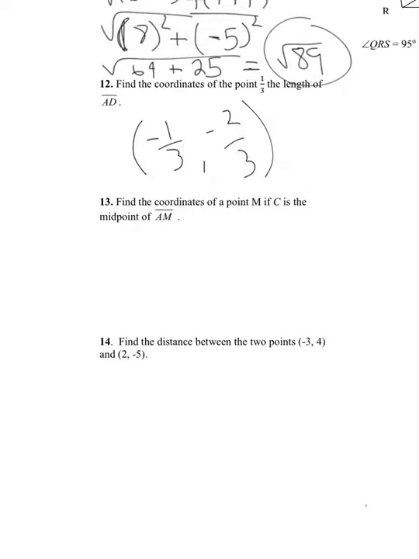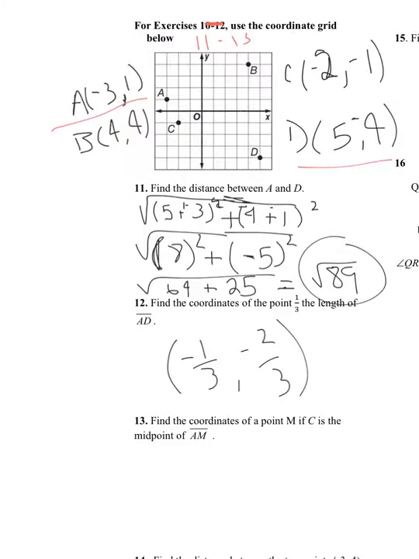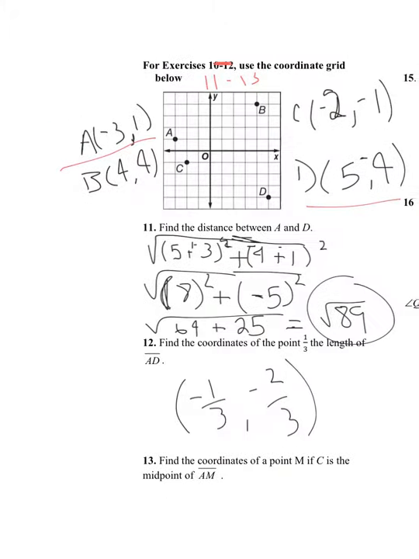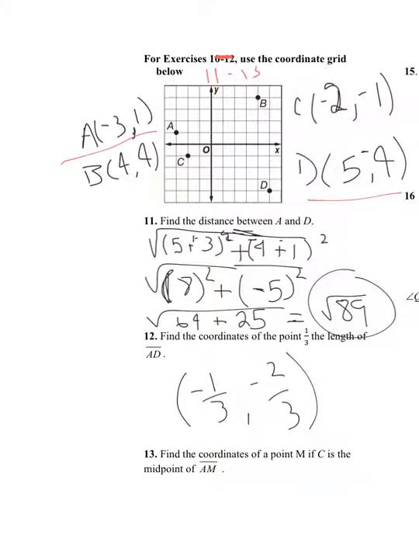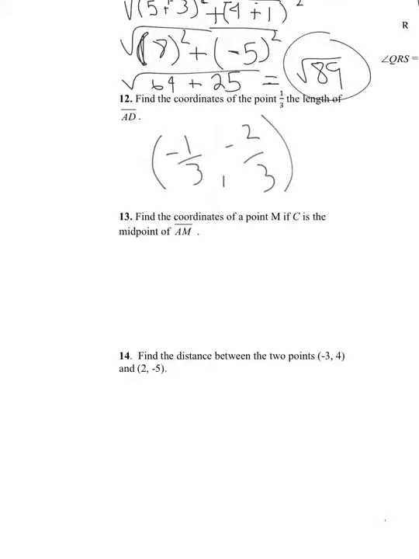13, find the coordinates of point M if C is the midpoint of AM. So a slightly different thing here. If we go back up, A and C are the points. So C is the midpoint of a segment that's going to come somewhere obviously out in this area. I mean, that looks like the point right there, just kind of free drawing it, but we got to know for sure. So C is the midpoint here. M is a point that we would draw to be the other end of the segment.